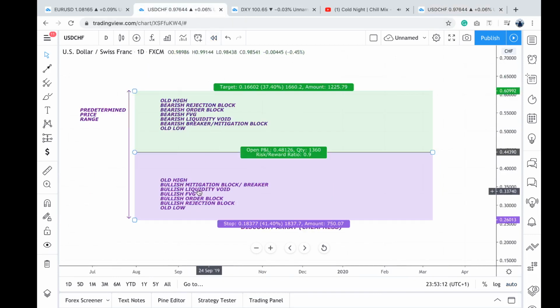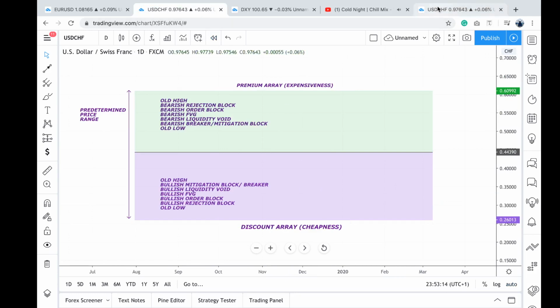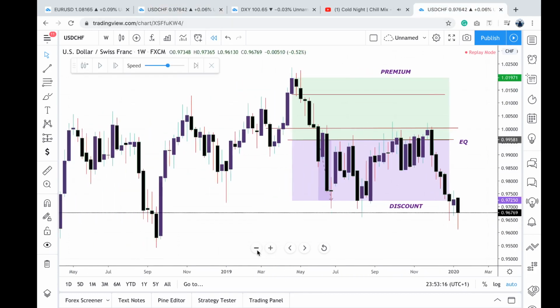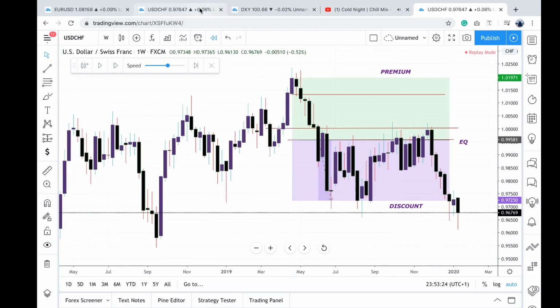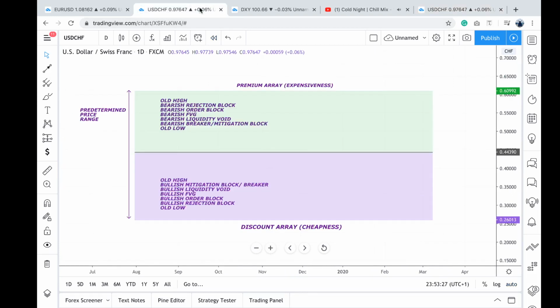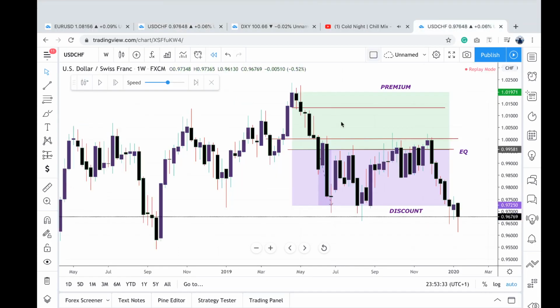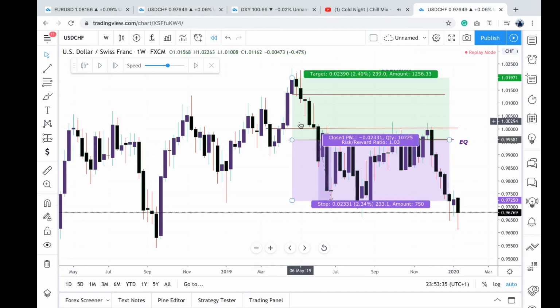Is there a bullish mitigation block or breaker around that level? Let's check. No bullish mitigation block or breaker around that level. Also, no bullish mitigation block, no breaker around that level. So this is the way we begin to frame our trades and expect price to trade off that level. So now we know price is respecting the midpoint of the bearish breaker.